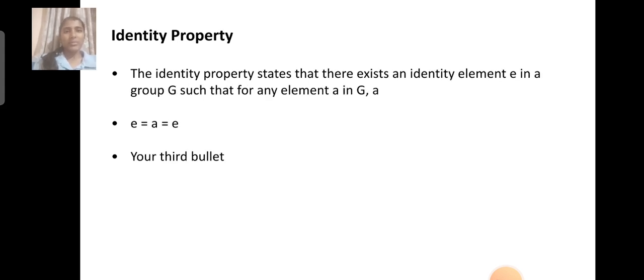Identity property. The identity property states that there exists an identity element e in a group G such that for any element a in G, a*e is equal to a, and e*a is equal to a.